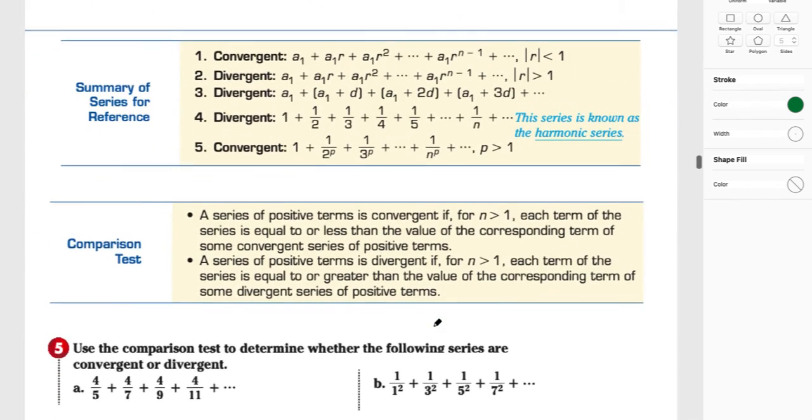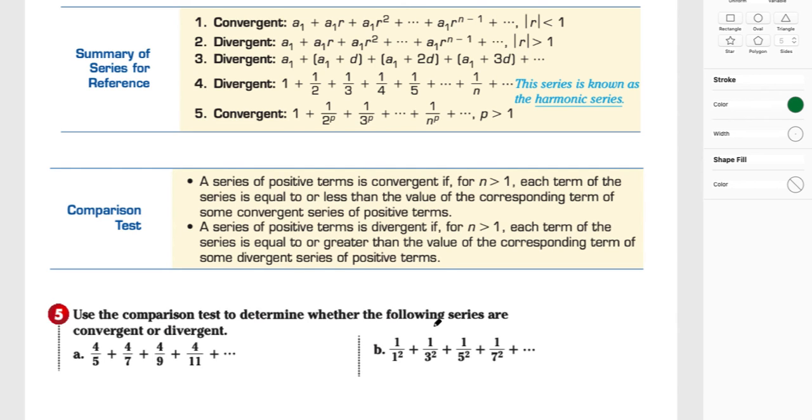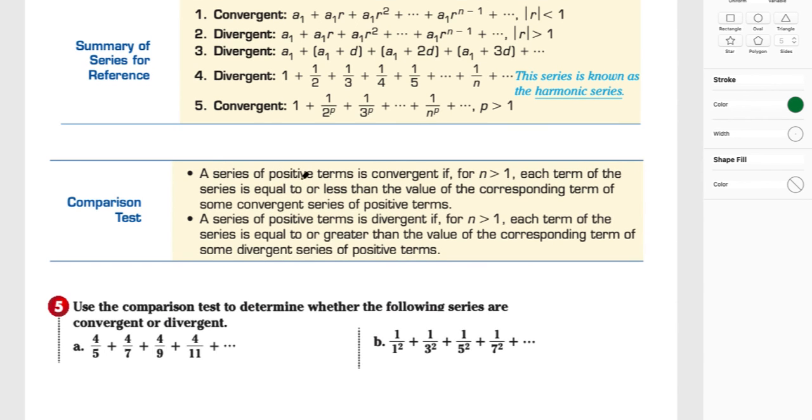Let's go ahead and look at the last example we're going to talk about, which is example 5. A series of positive terms is convergent if, for n greater than 1, each term of the series is equal to or less than the value of a corresponding term of some convergent series. So if I had a series, this is what this part is saying, such that each of the terms are less than these terms here that we're talking about in this series, then since this is convergent, then this would be convergent, this first situation.